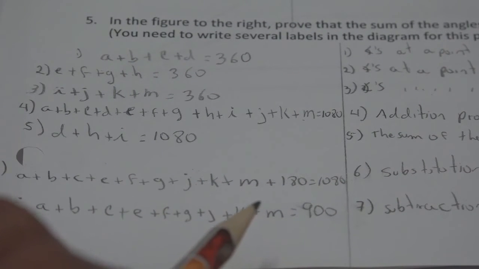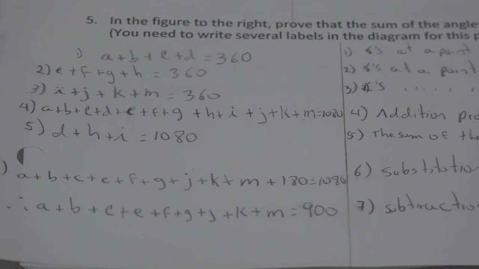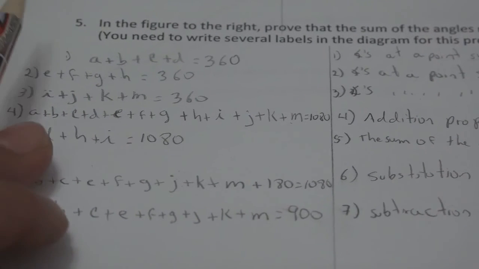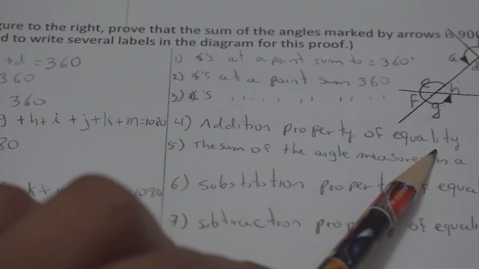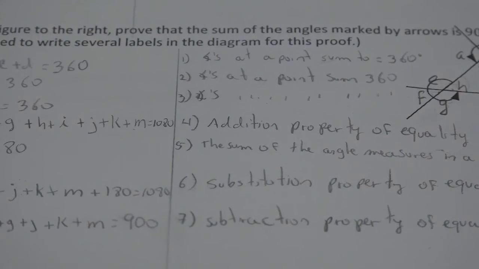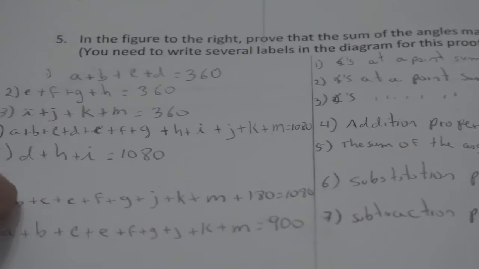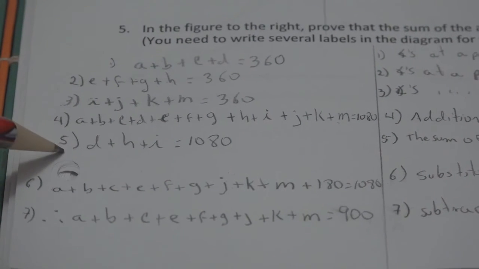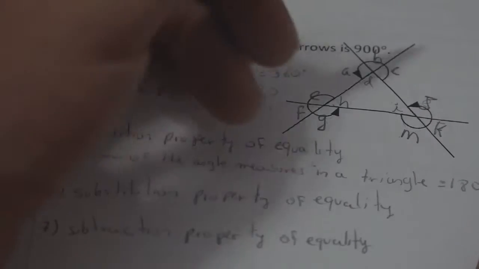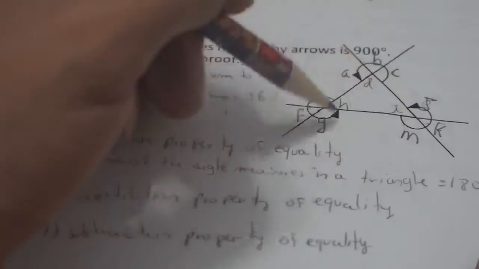Now, the reason being is the addition postulate of equality. Okay? We add them all up. The next thing I told you, remember, that this was the 1080.